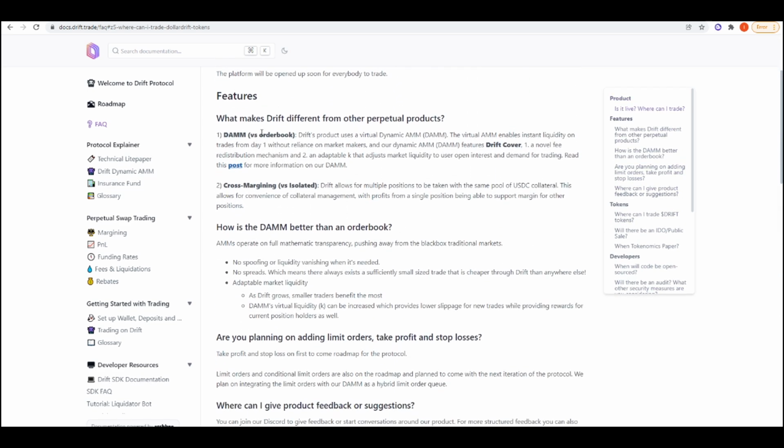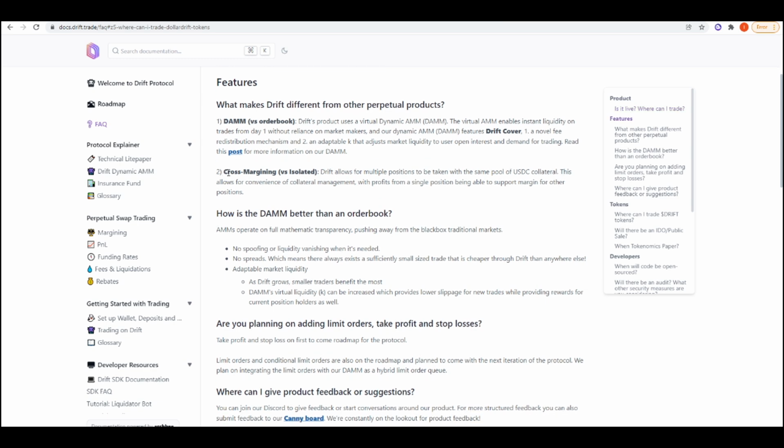So what makes Drift different from other perpetual products? Well, Drift uses a virtual dynamic AMM, or a DAMM. The virtual AMM enables instant liquidity on trades from day one without reliance on market makers, and our dynamic AMM features Drift Cover, which is a novel fee redistribution mechanism. So we also have cross margining here. Drift allows for multiple positions to be taken in the same pool of USDC collateral. This allows for convenience of collateral management, with profits from a single position being able to support margin from other positions. So that's really cool as well.